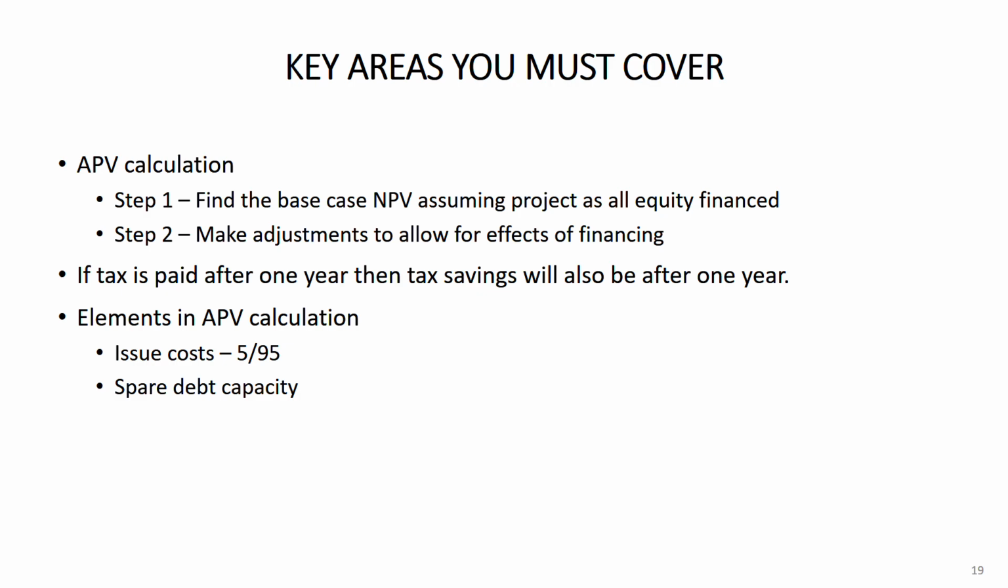So spare debt capacity is that increasing amount multiplied by the interest rate, right? Take the tax rate and the discount factor, if you have to find the present value.